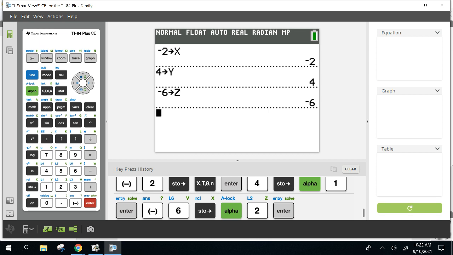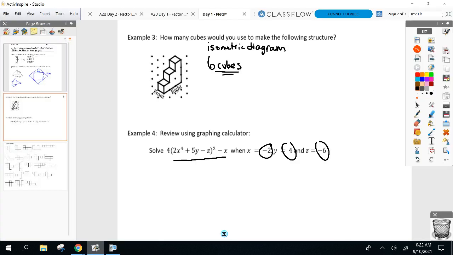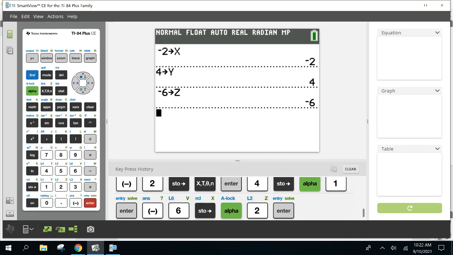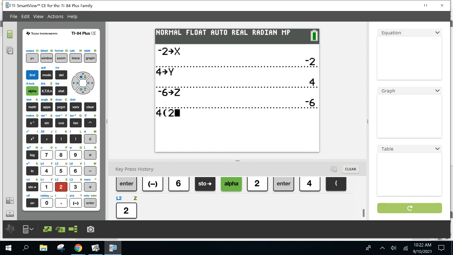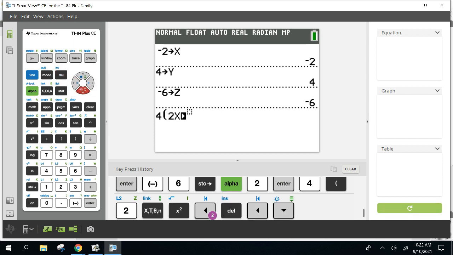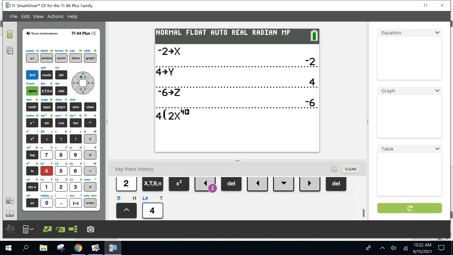Now let's find out what this actually equals. So the expression they gave you, don't plug in the numbers because they're already in your calculator. Just plug in exactly what I need to evaluate. So ready? I'll do it with you. 4 times parenthesis 2. Go back up to X squared. You can do caret 2 or just hit the squared button. Or it's to the 4th, isn't it? Sorry, so let me delete that and go back to the beginning here. There we go. So 2x, now I do my caret to the 4th. Make sure we hit the right arrow button here to get back.